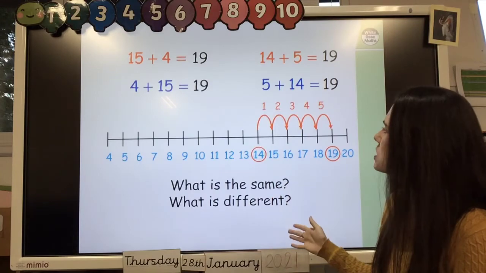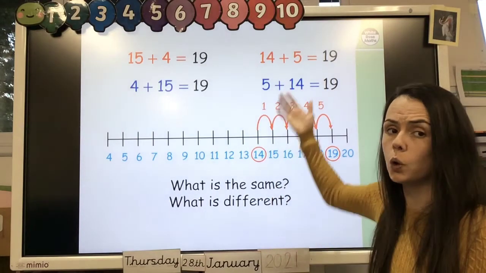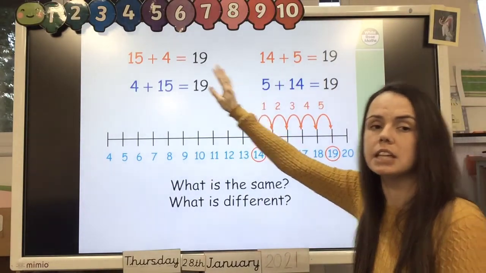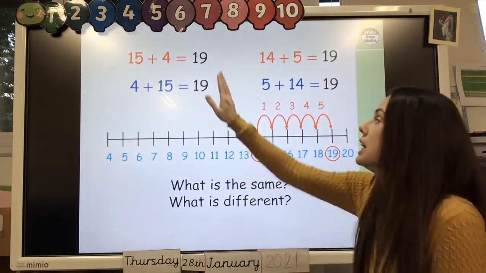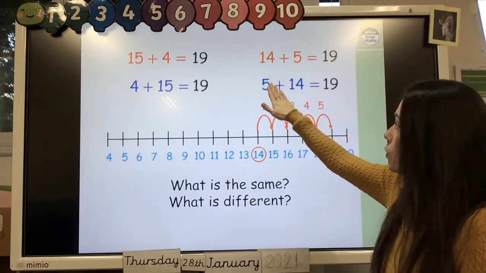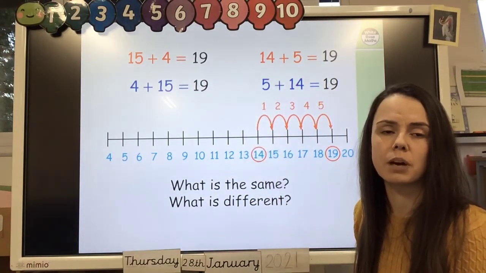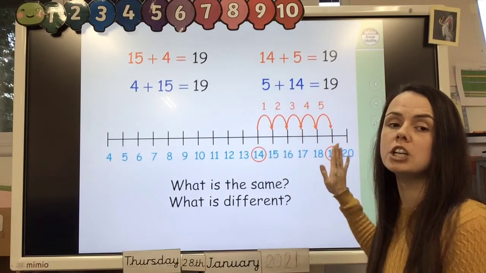So what's the same, what's different? What are all these same questions? They're all 19, well done. They're all different ways of making 19. But these ones and these ones are different questions because they've got different numbers. This is 4 add 15 and this is 14 add 5. So they're different questions, but they make the same answer as 19. They are all number bonds of 19.